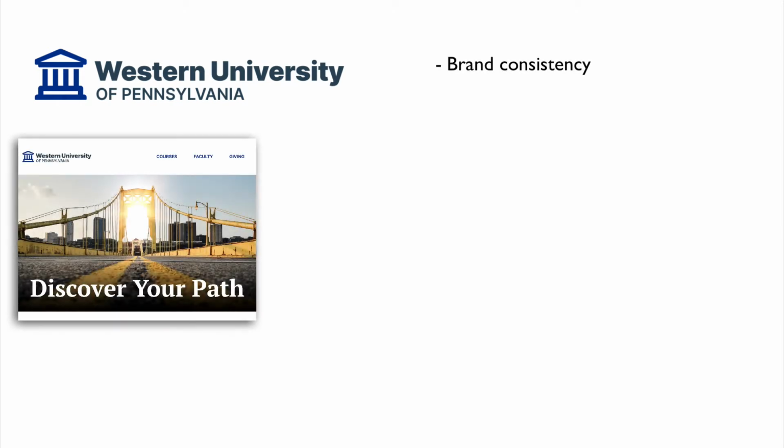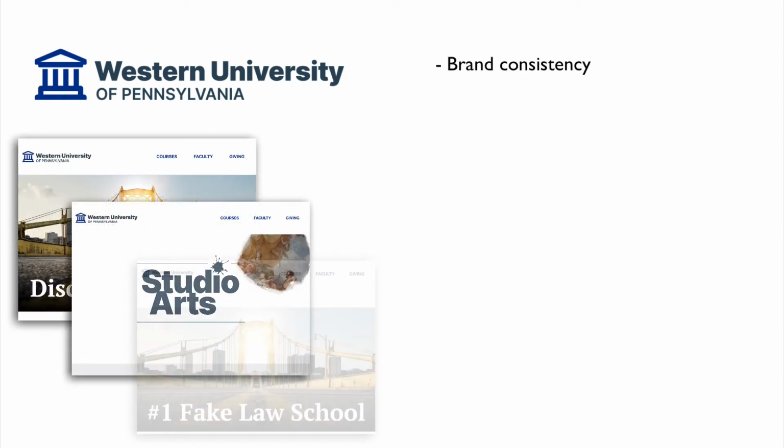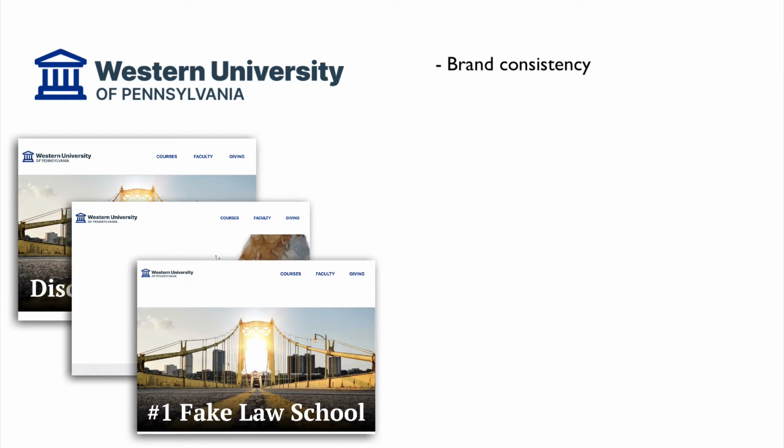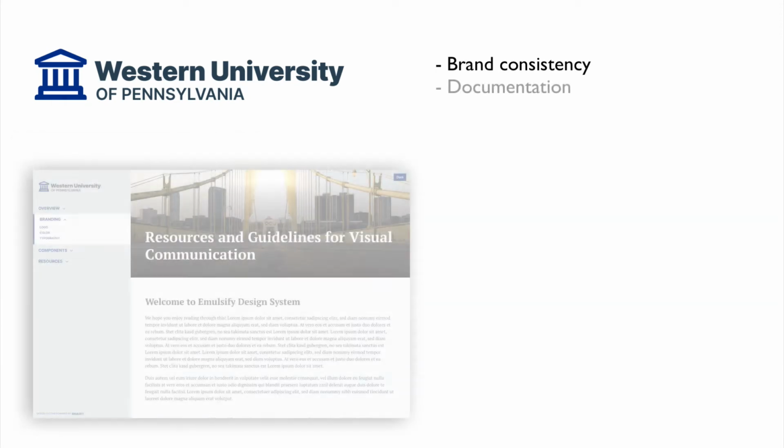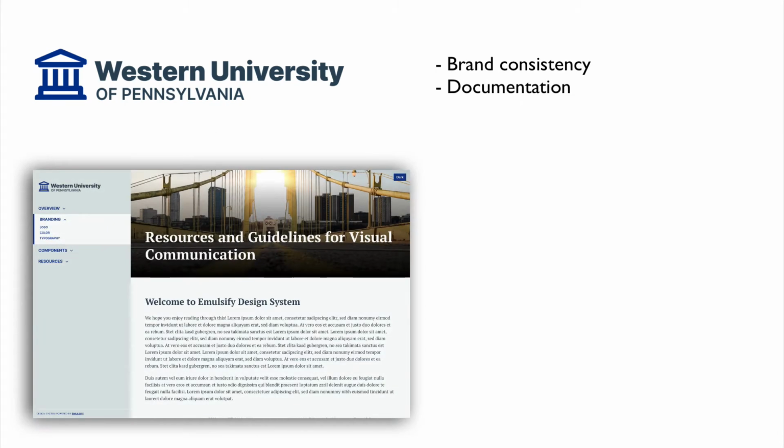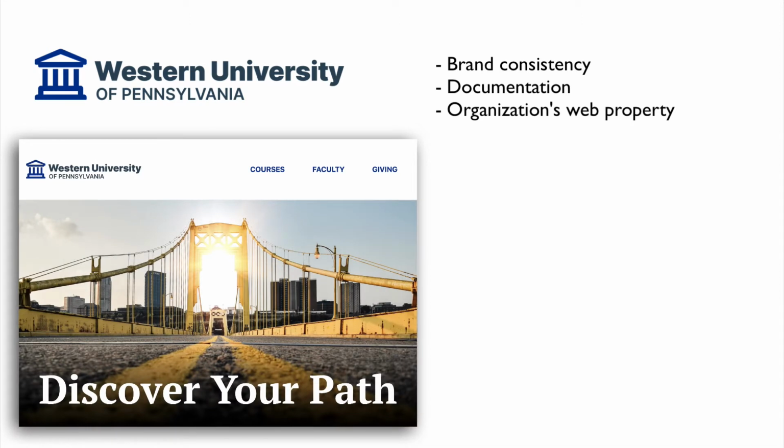The parent organization, Western U, needs the following. Brand consistency. They need a clear identity that is captured and documented for any property needing access to it. Documentation. They need to be able to document and share how to tell their brand story on the web or in print.